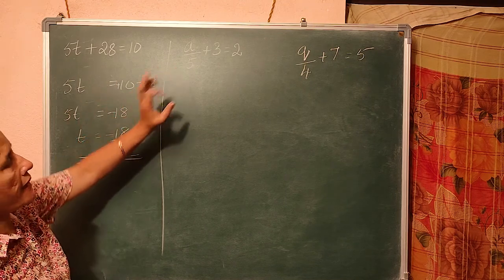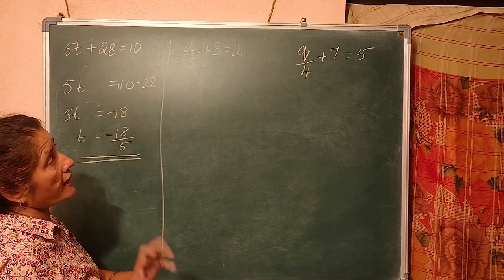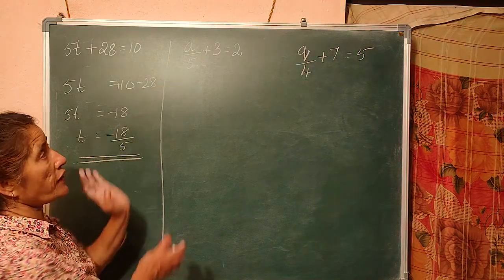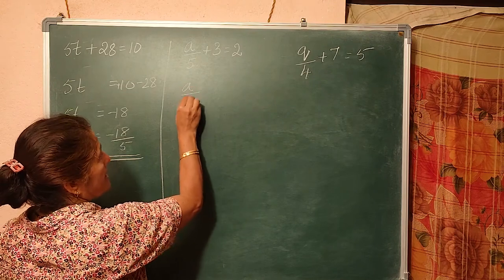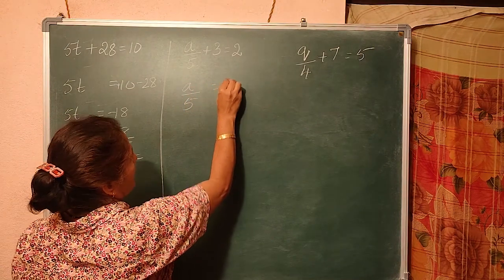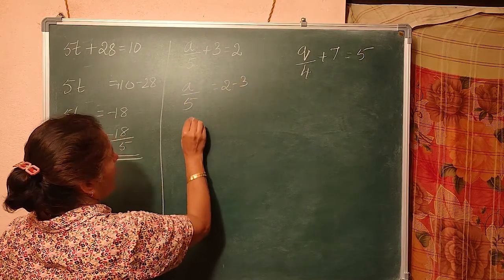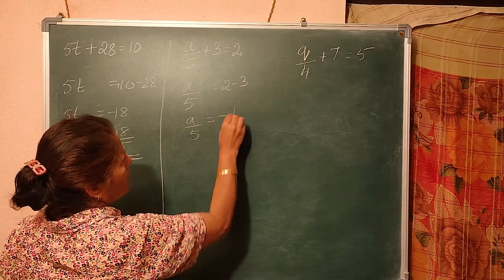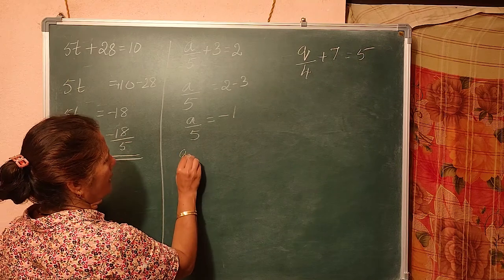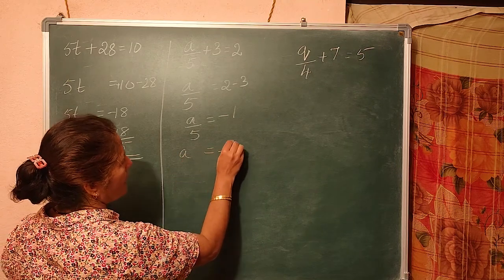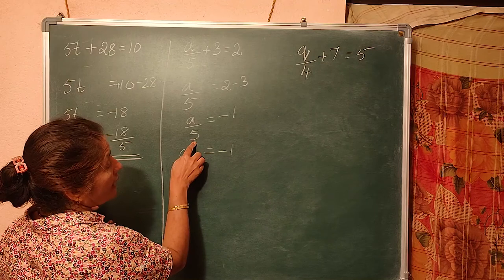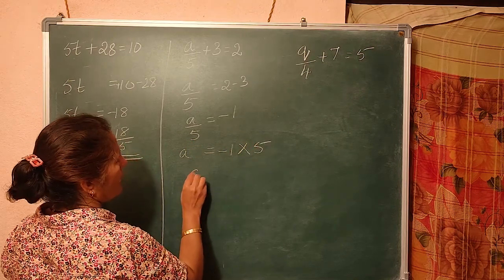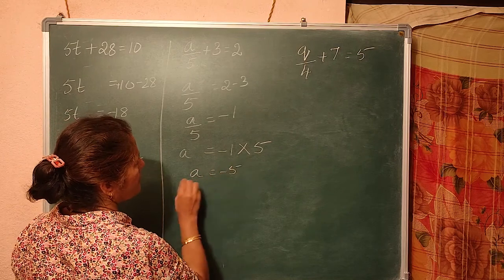Now go here. A by 5 plus 3 is equal to 2. So first you have to find out A. A by 5 is this side, and 3 takes that side: 2 minus 3. So A by 5 is equal to 2 minus 3, which is minus 1. 5 is there in the denominator, so when you take that side, into 5, A is equal to minus 5.